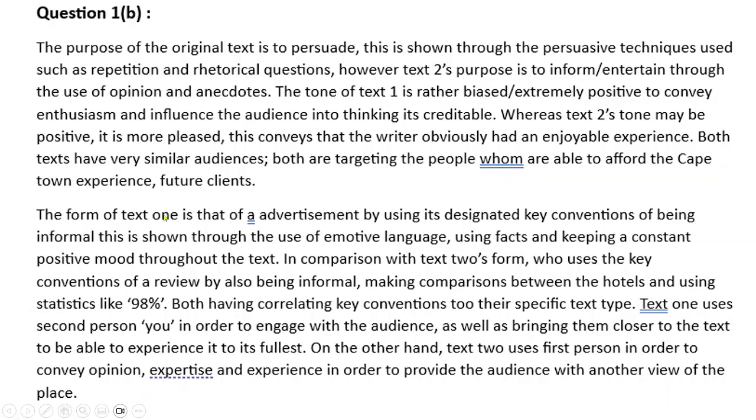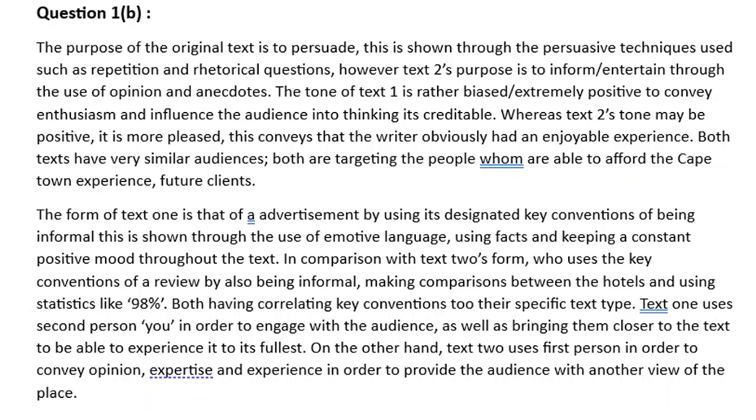And I noticed that later on in the text, the student changes from text 1 to text 1. Be consistent. Inconsistencies like that are going to be little niggling things that bother an examiner. Whereas text 2, so it is comparative, the tone may be positive, it is more pleased, and it conveys that the writer obviously had an enjoyable experience.